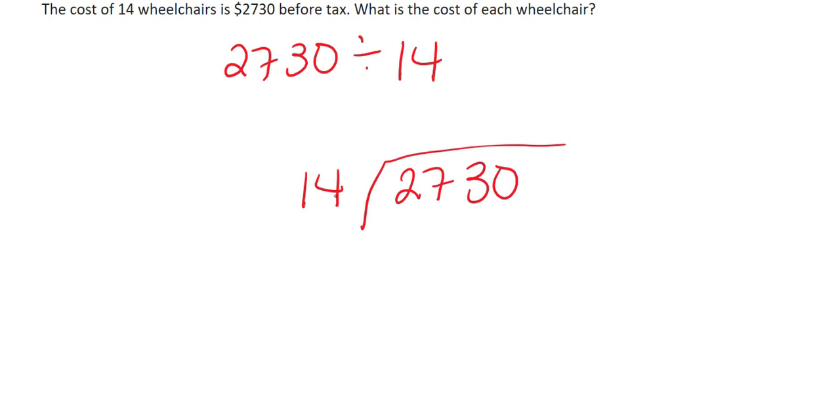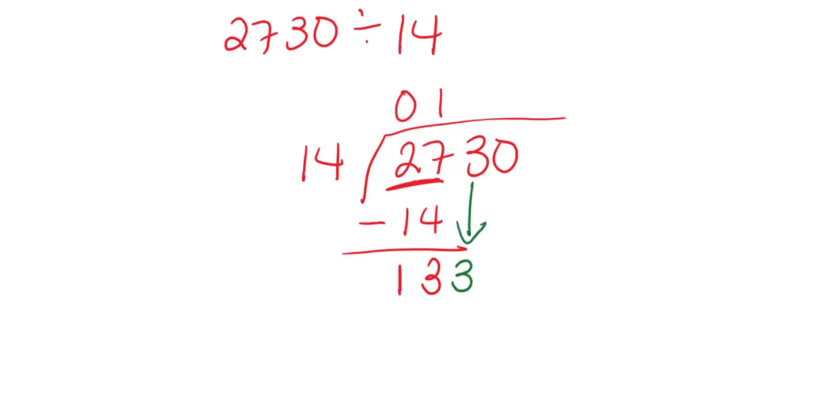So now we have 14. Well, 14 can't go into 2, so 14 goes into 2 zero times, but 14 can go into 27. If we look at both of those numbers together, 1 time, because 14 times 1 is 14. So we subtract, we get 13. Then the next step is to pull down this 3.